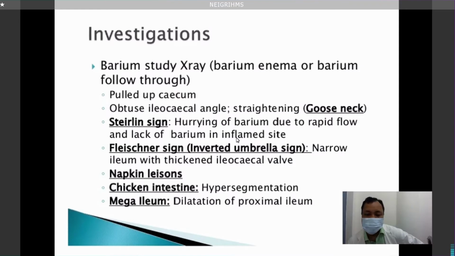Then these are the various signs that you normally come across. We call it Stierlin sign, when the barium actually flows very rapidly from the ileum to the ascending colon. So as a result of which, you may not be able to appreciate the sickle shadow. Or the Fleischner sign, otherwise known as the inverted umbrella sign, where a narrow ileum with thickened ileocecal valve may be appreciated, or the napkin ring lesions, the one that I have shown before, or sometimes there can be multiple segmentations, we call it chicken intestine, or there will be gross dilatation of the proximal ileum.